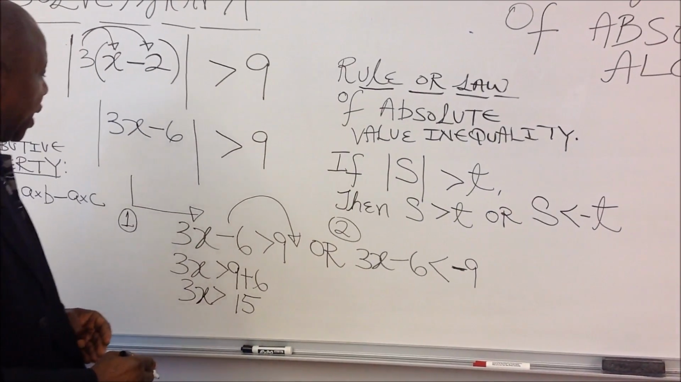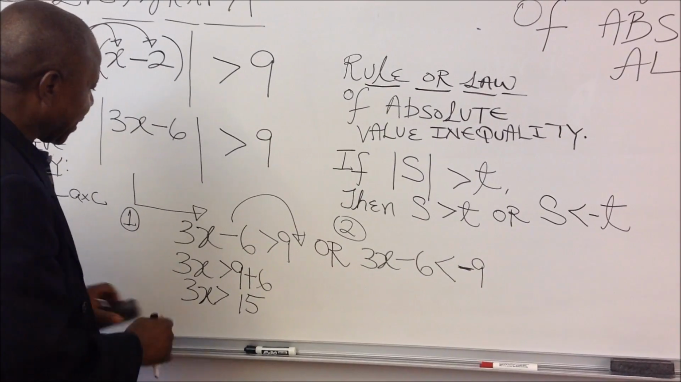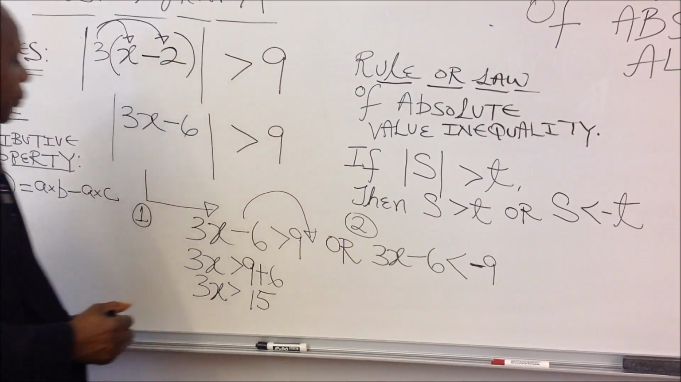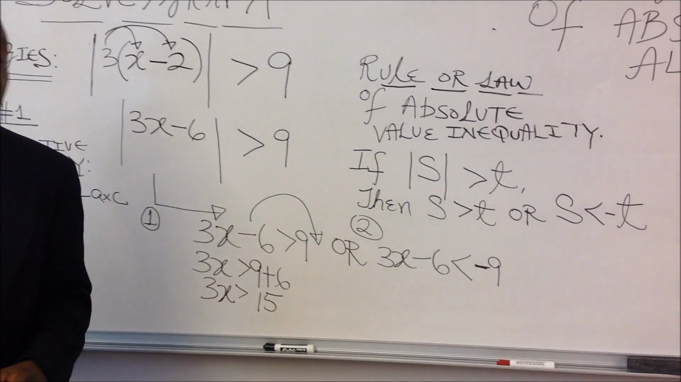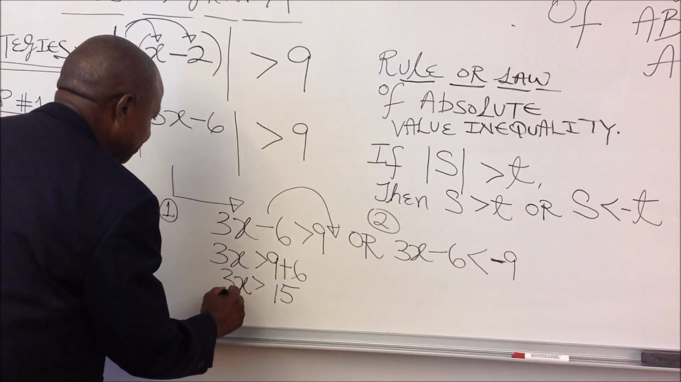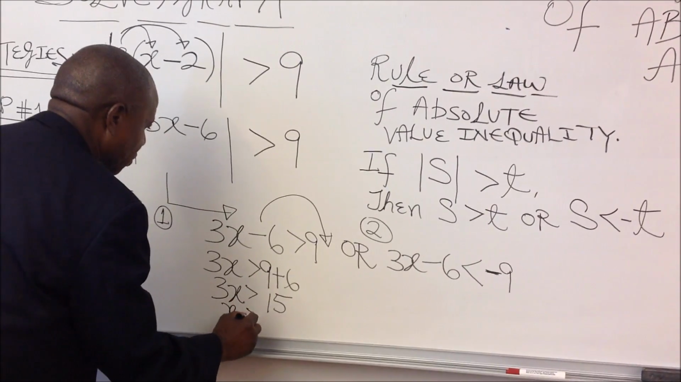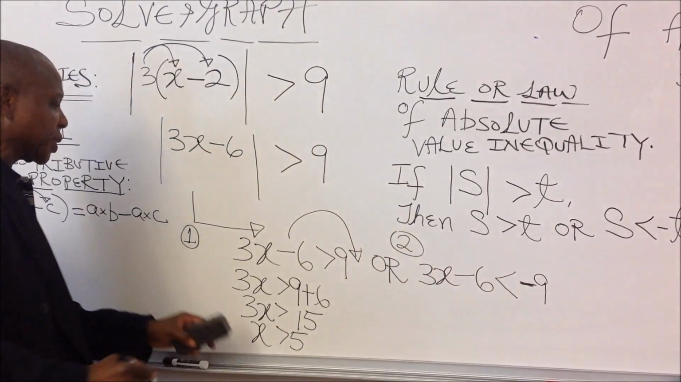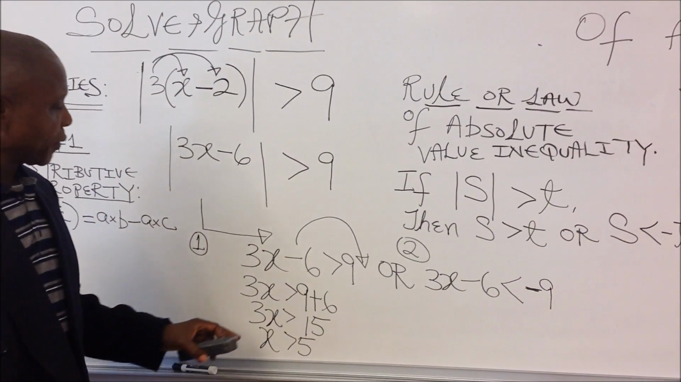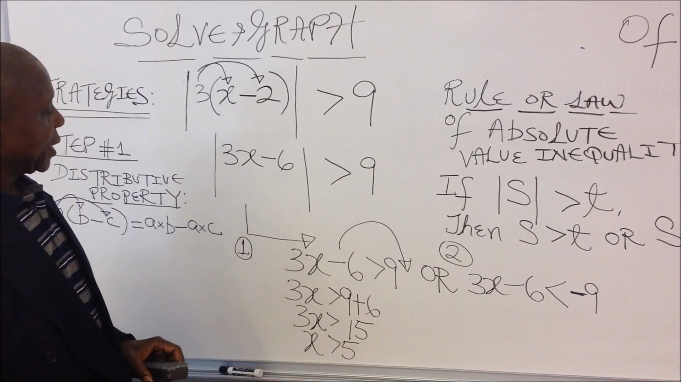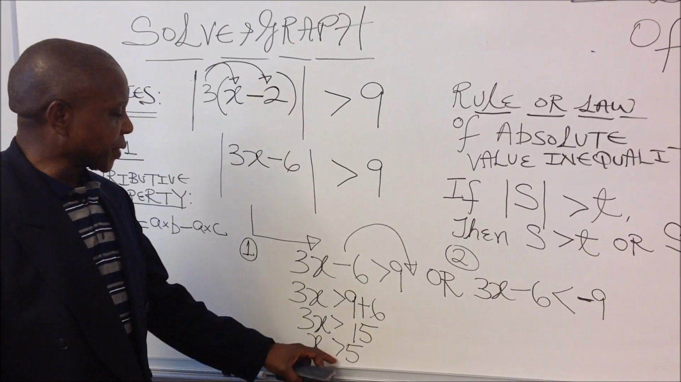So that means we have 3x is greater than what? 15. So 3x greater than 15 means what? That x is greater than 5. X is greater than 5. How did we get this? Well, we, of course, have to divide both sides by 3 in order to obtain x is greater than 5.